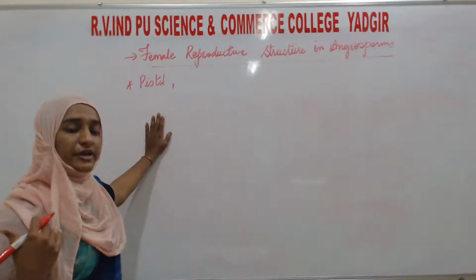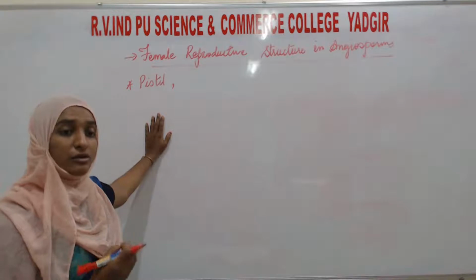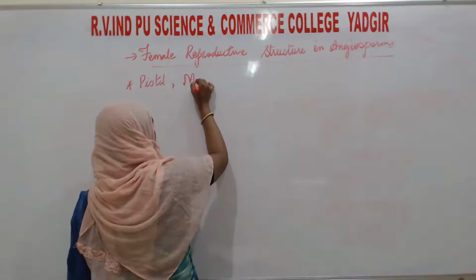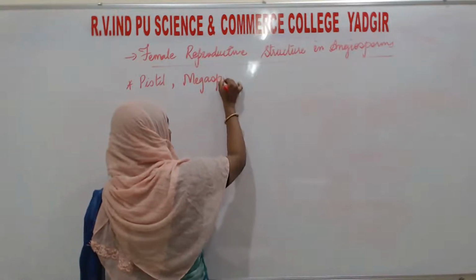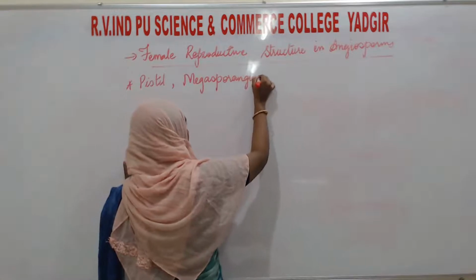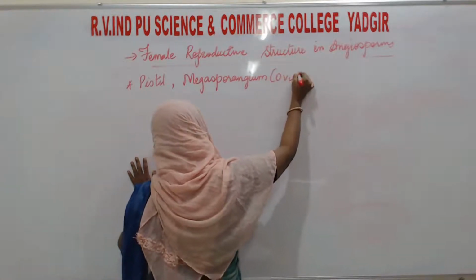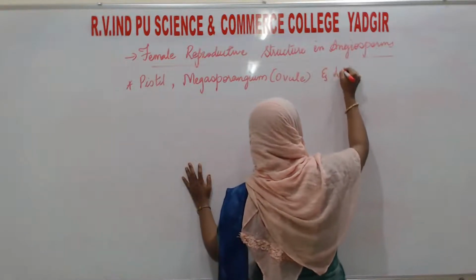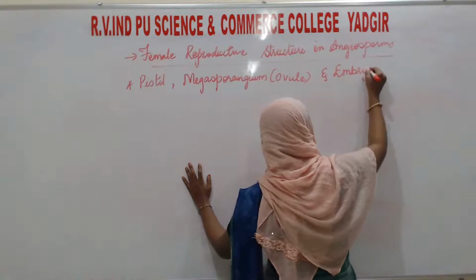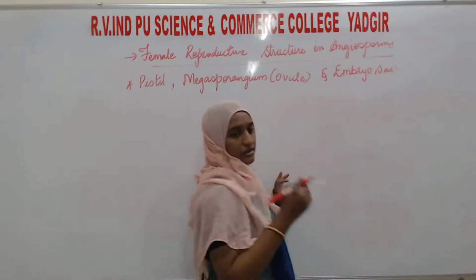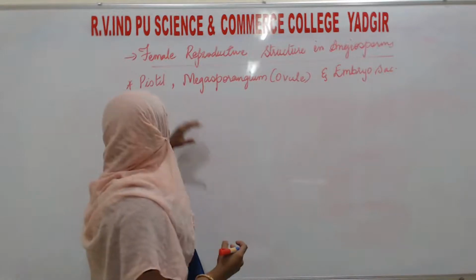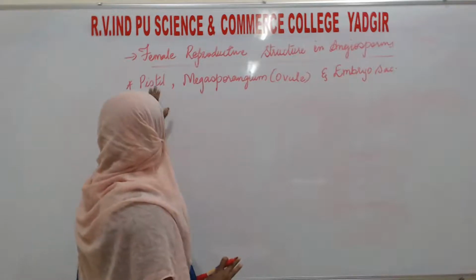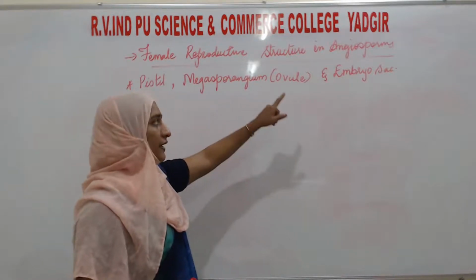megasporangium. In the male reproductive structure you studied the microsporangium, but here it is megasporangium, or else you can also call it the ovule, and embryo sac. These are the structures involved in the female reproductive structure of angiosperms: pistil, megasporangium or ovule, and embryo sac.